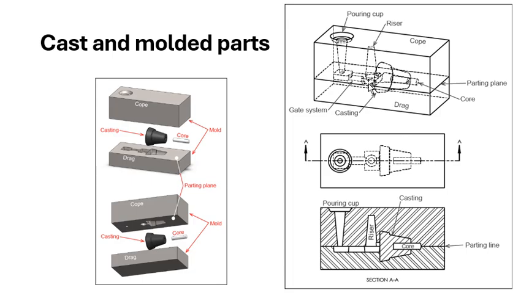So your cast and molded parts are created by solidifying a molten material in a mold. So you can see the cope here, your casting, your core. Cores are usually there so your casting won't collapse when you do molding. And of course this is your mold. And you can see very clearly, it's your cope, your drag, and then your cope again, and then your drag. Okay, so we're just putting molding like this.